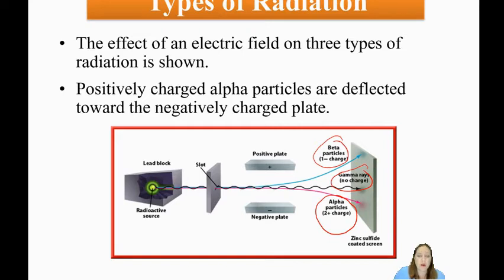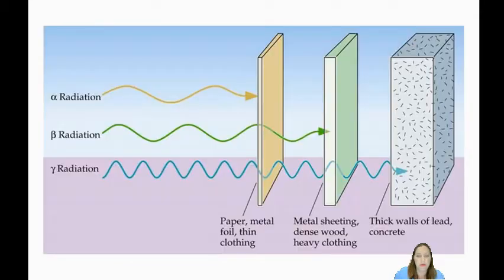Positively charged alpha particles are going to end up being deflected. If you shoot this radioactive source at your charged plate, your electric field, your alpha particles are going to be deflected from the positive plate, and the reason for that is because positive is going to repel positive. Your negatives are going to be repelled from the negative plate. Again, like charges are going to repel.